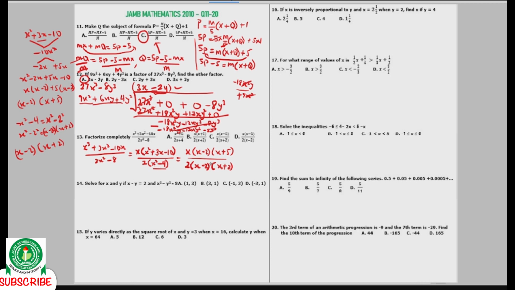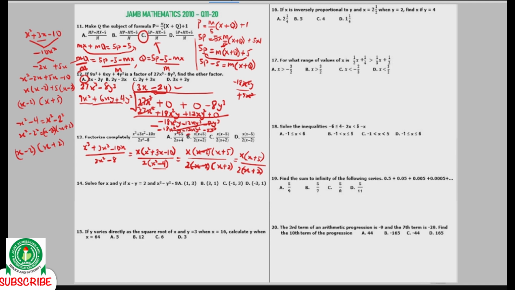So now this one cancels out. So what do we have as our final answer here? We have x open bracket x plus 5 bracket close all over x plus 2. Now there is a 2 outside here, don't forget. So the expression now becomes x in bracket x plus 5 in bracket x plus 2, which is related to option B. Option B.